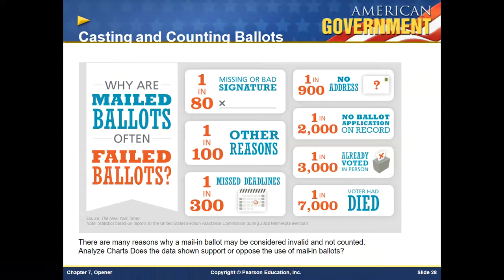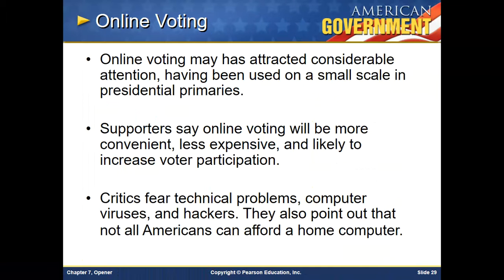I need to jump back here with the mailed ballots. Sometimes there's problems with mailed ballots. 1 out of 80 are missing a signature and don't get counted. 1 out of 100 are thrown out for other reasons. 1 in 300 miss the deadlines for when they have to do it. 1 in 900, no address. 1 in 7,000 actually have died, so somebody else has filled out their ballot for them. So again, lots of things that they have to be concerned about.